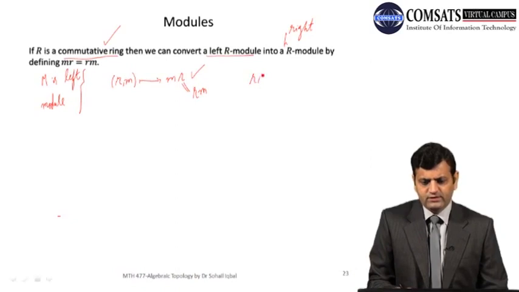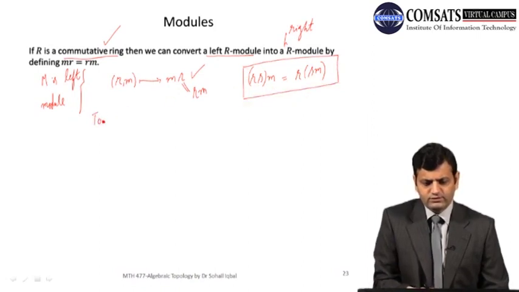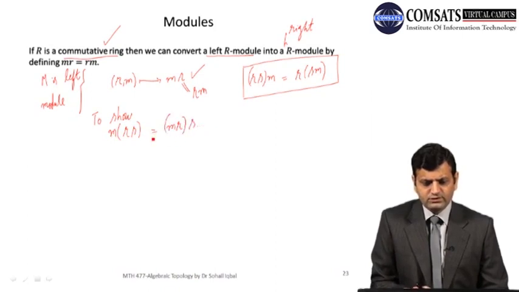So what is this third condition? We should have (R into S) into M is equal to R into (S into M). But then this is the condition if it is a left module. So what do we need to show? We need to show that (R S) into M is the same as M into (R into S). And how do we define M into R? This is equal to R into M. So if we don't use commutativity, then we can't prove that this holds. I'm leaving this as an exercise for you to see that. But let's assume commutativity and show that this property holds.